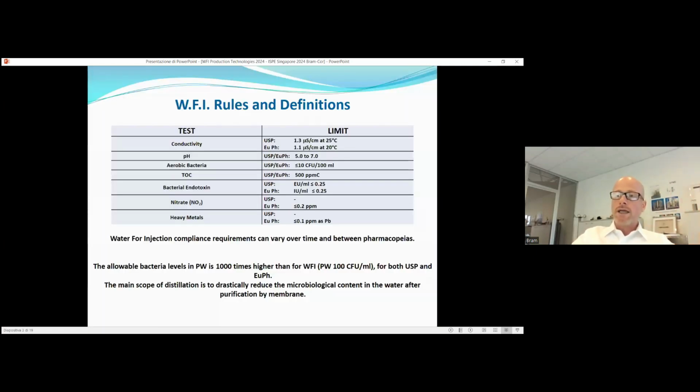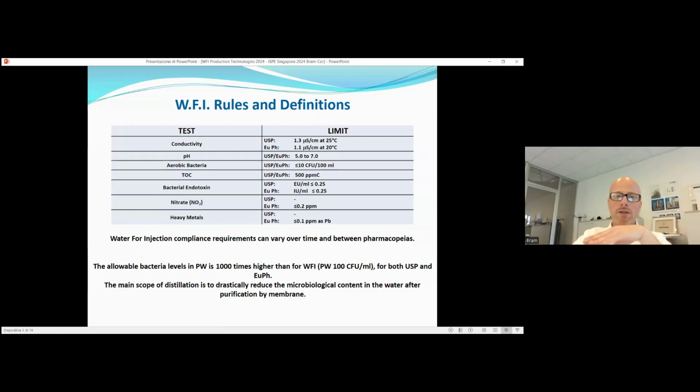First of all, what is WFI? WFI is the water for injection. There are a rule and definition by USP and European pharmacopoeias that are the 2 kinds of pharmacopoeia that are, let's say, more recognized worldwide. There are some slight differences between the 2 pharmacopoeias. For the American pharmacopoeia, the conductivity has to be 1.3 at 25 degrees. For the Europeans, it's 1.1 at 20, but you know that the conductivity can be compensated by temperature.